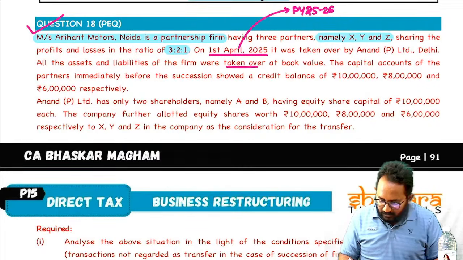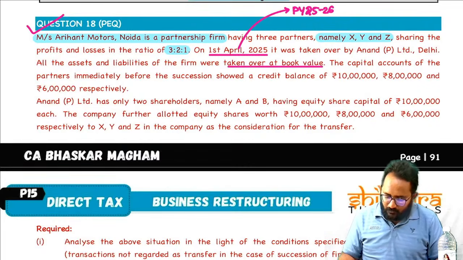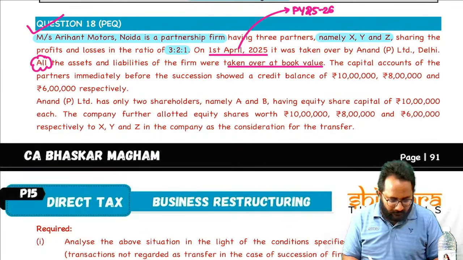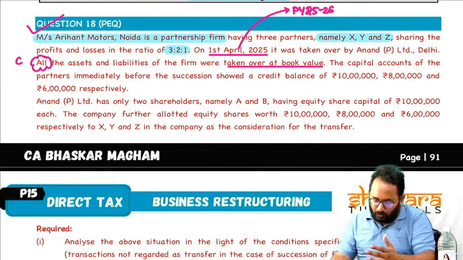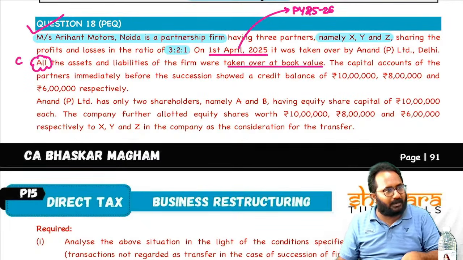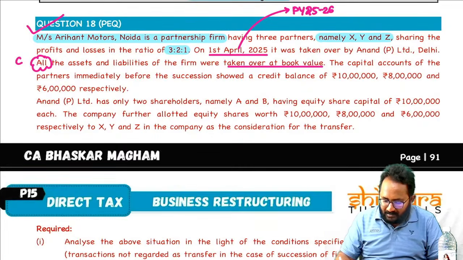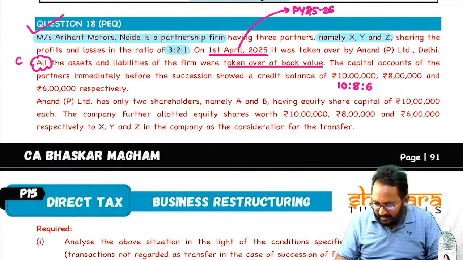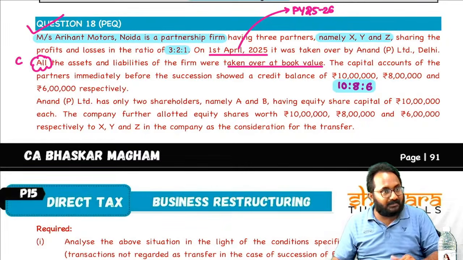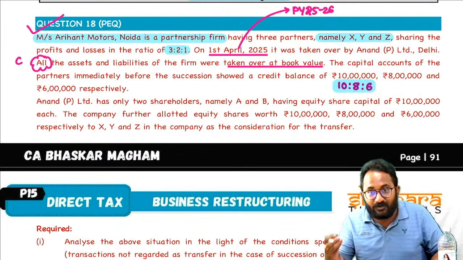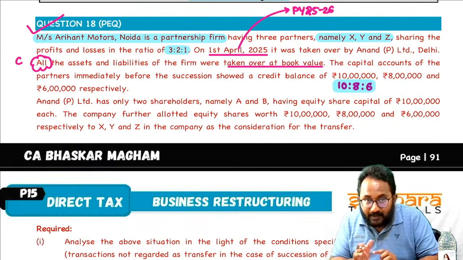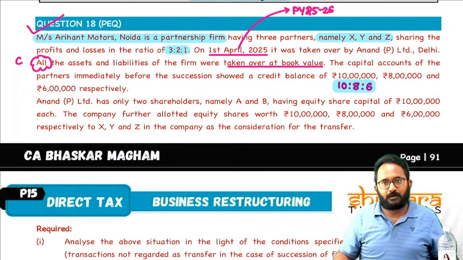So they took all these assets and liabilities at what value? Book value. So one condition is satisfied, right? Yes, all the assets and liabilities we have to transfer. The capital account ratio is also given. What is that capital account ratio? 10:8:6. Why is this required? We have to get the shares in the company also in the same proportion. All together, at least 50% we have to have.